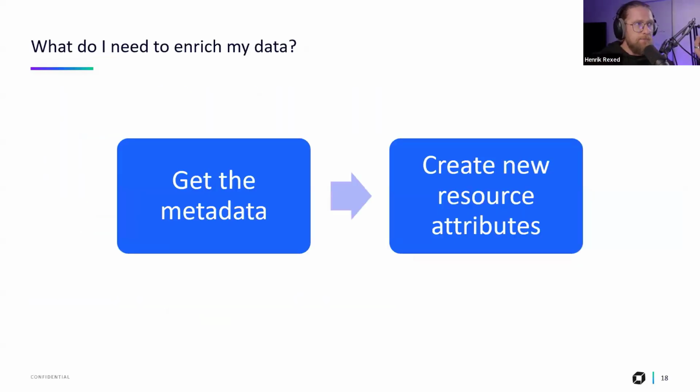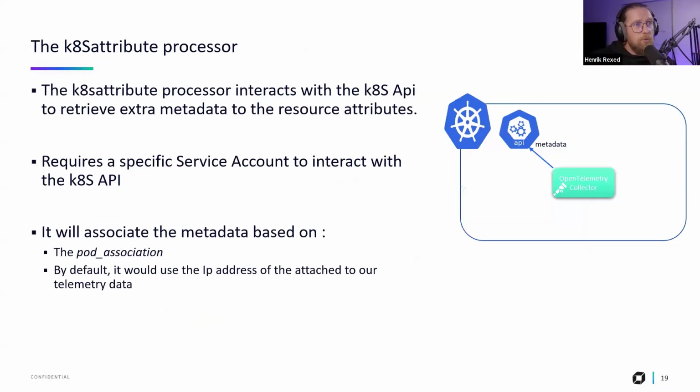So what does that mean? To enrich the data, I first need to get the metadata from Kubernetes. And then once I have the metadata, you saw there are two fields that we don't necessarily have by default in the Kubernetes world, so I will have to create those extra resource attributes. So that's the flow that we need to follow. And the great thing is that there are two distinct processors that will help us to do that.